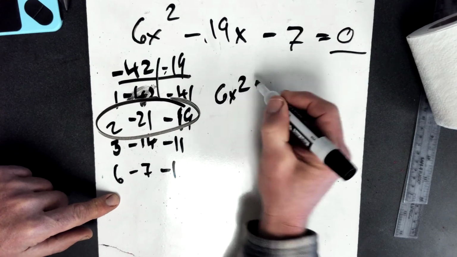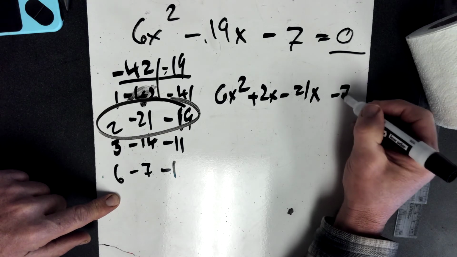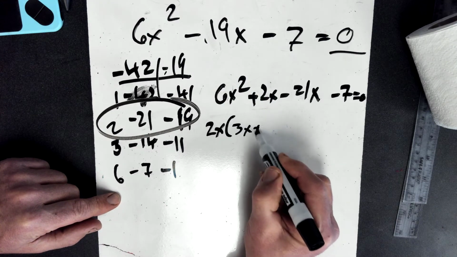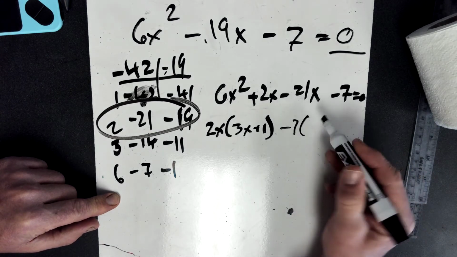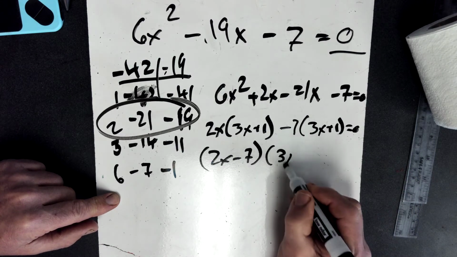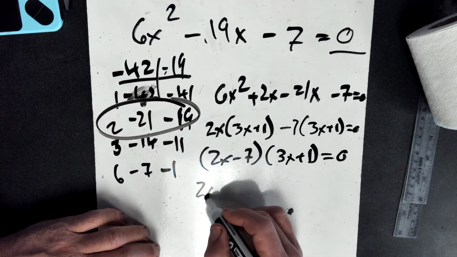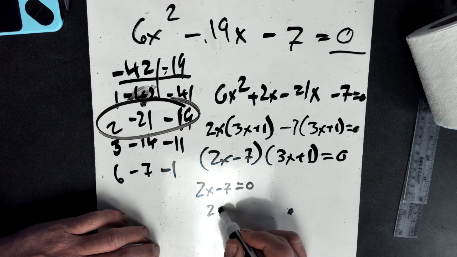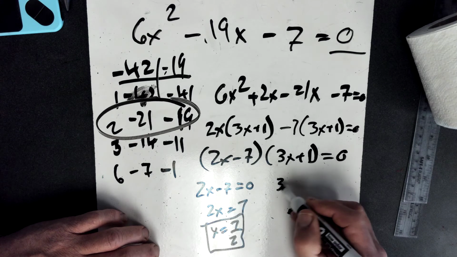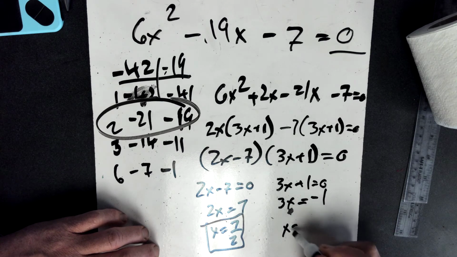So now I'm going to say 6x squared plus 2x minus 21x minus 7 equals 0. Then I can group and factor. Negative 7 comes out of both of those. And then these ones aren't quite as easy to just look at and see the answer, but if you set them equal to 0 and solve Algebra 1 style, we get x equals 7 halves and x equals negative 1/3.